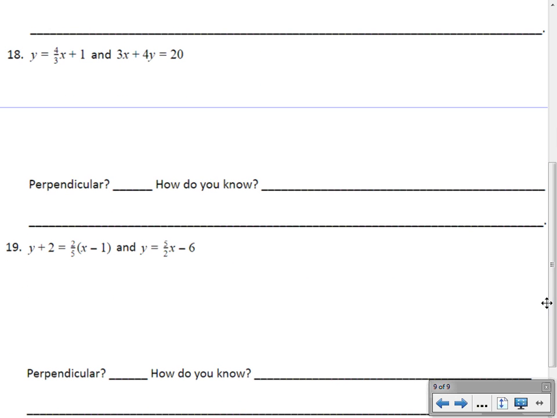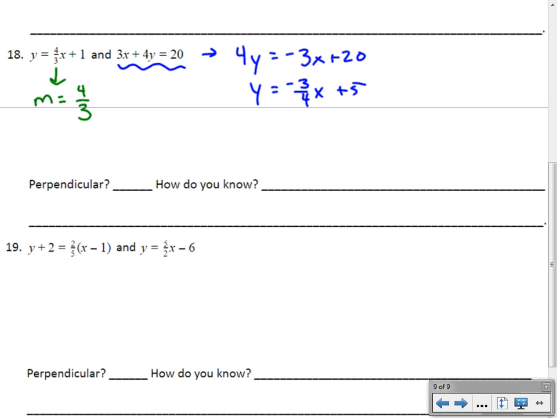Now, again, the other way you could see this is maybe your equation is written in standard form. So I need to find the slope, so we're going to solve for y here. So I'll subtract 3x from both sides first, and then divide by 4. And now we can see that our first equation has a slope of 4/3. Our second equation has a slope of -3/4.